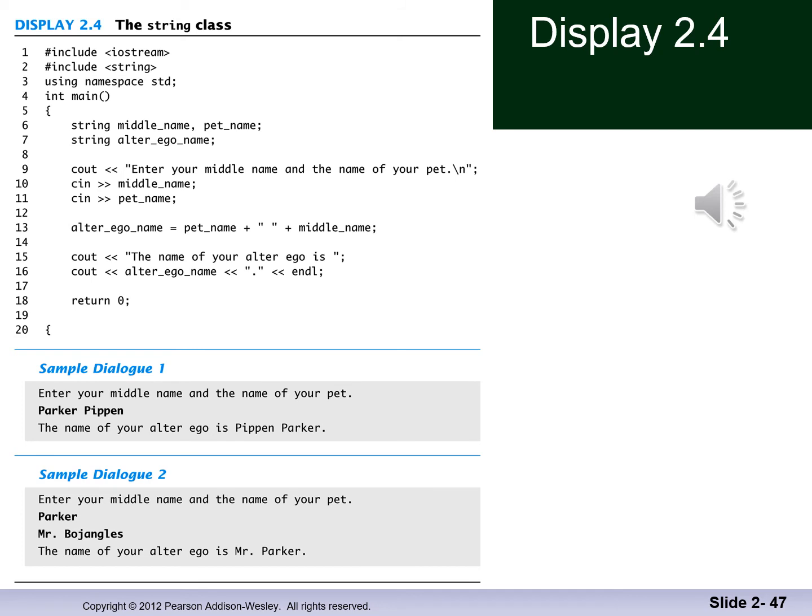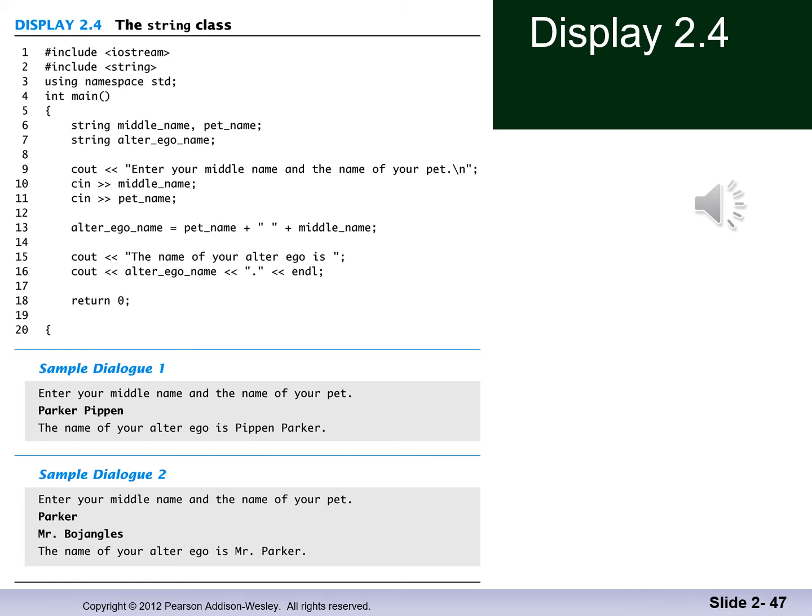Enter your middle name and the name of your pet. That's cout prompts. The user enters what's in bold, Parker as his or her middle name, and Pippin as his or her pet name, and then the name of your alter ego is, that's the cout statement, and then actually output the value in alter ego name, which was pet name plus space plus middle name. Same thing.